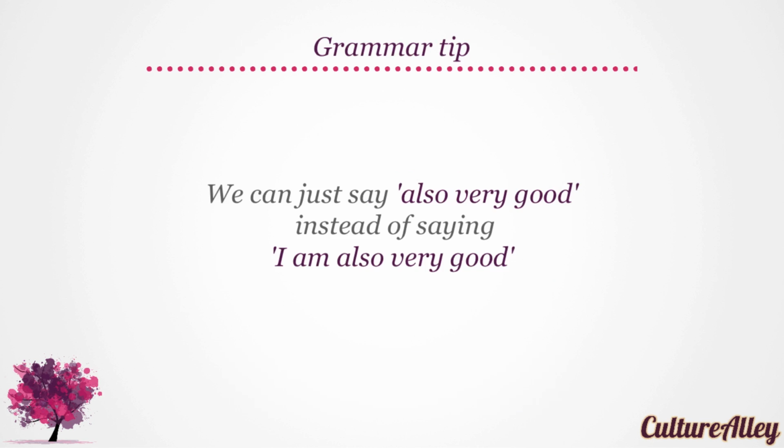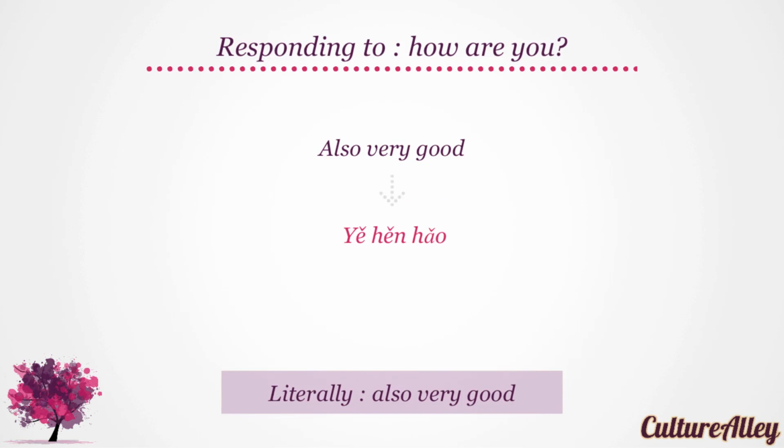Here's a quick grammar tip for you. In Mandarin, we can just say also very good instead of saying I am also very good. Let's see how that would sound. Also very good translates to 也很好 and conveys the same meaning as I am also very good. So once again, it's 也很好.